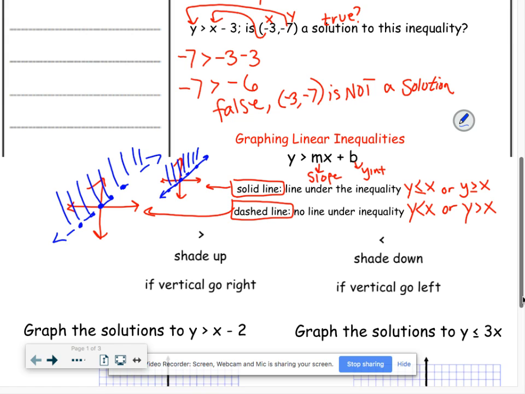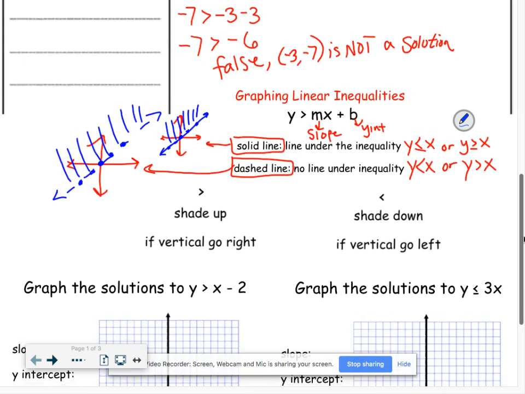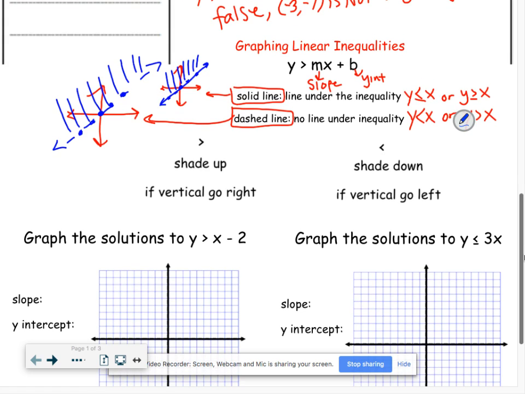So it's very, very important that you know when to have a solid line or a dashed line. If there's a line under it, you make it a full line. If there's not a line under the inequality, you make it dashed. And then this is important too. These are really little; when I made this, I hoped you could see it. It's like a heading. If it's bigger, then you shade up. That means it's all the points that are bigger than that line.